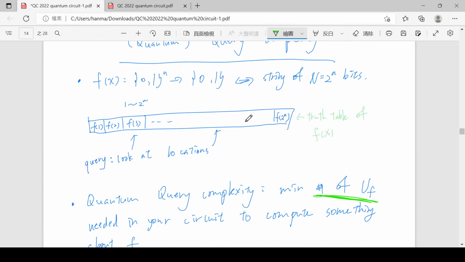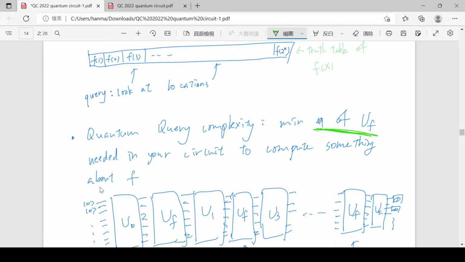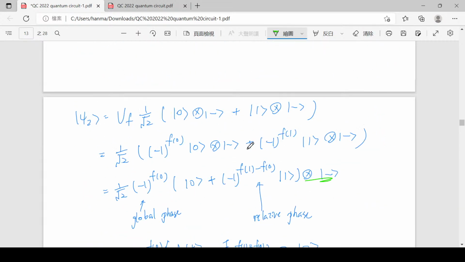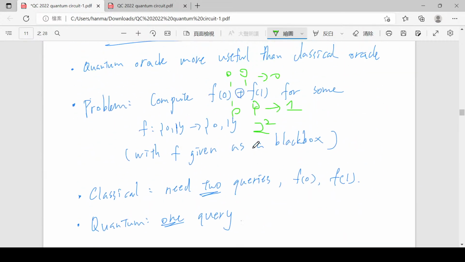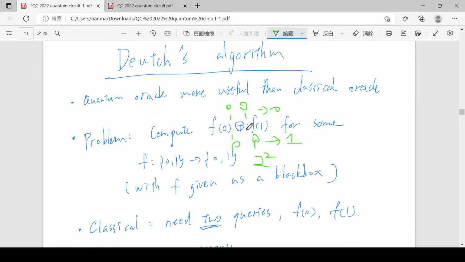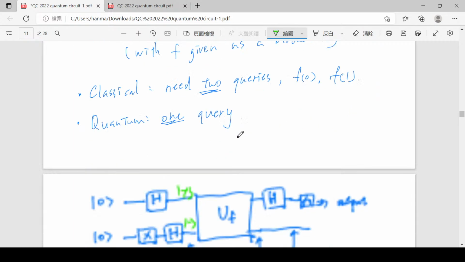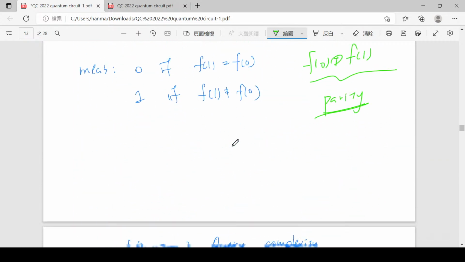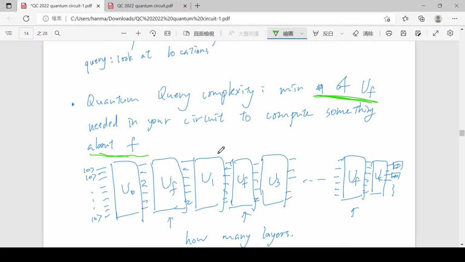And something should be dependent on f, right? Because for the query, you care about how much information you need to get out of f to compute the thing you want to compute. So for example, in our Deutsch-Jozsa problem, we want to compute f(0) plus f(1). We don't want to know everything about f, we want to know something, usually also 1 bit.